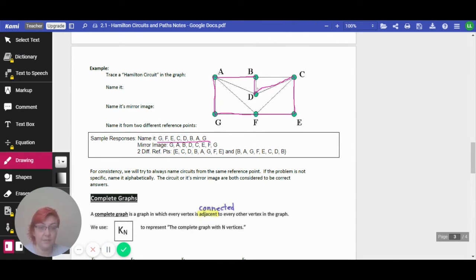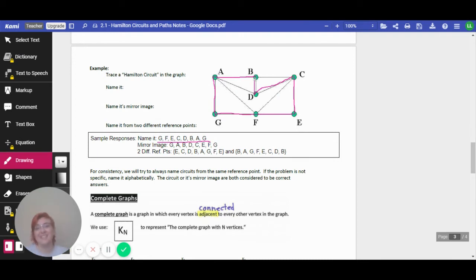So this way, or counterclockwise as it were. Starting from E, that would be E, C, D, B, A, G, F, E. We're starting from B: B, A, G, F, E, C, D, B.